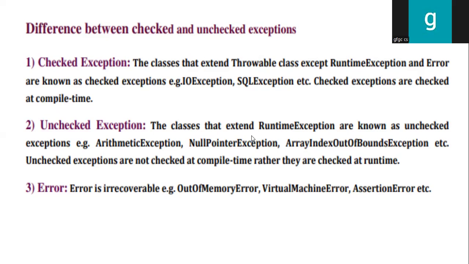Unchecked exception. The classes that extend RuntimeException are known as unchecked exceptions. Example, ArithmeticException is nothing but divide by zero; that exception is handled by ArithmeticException. NullPointerException occurs if a pointer is pointing to null values. ArrayIndexOutOfBoundsException: if an array is declared with five integers and we try to insert or delete the sixth element, this exception will occur. Unchecked exceptions are not checked at compile time, rather they are checked at runtime.